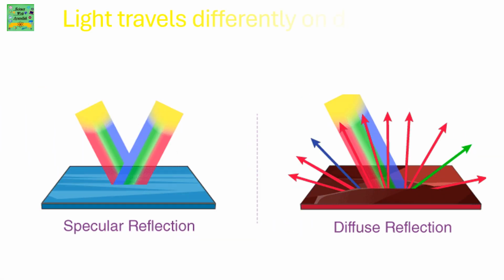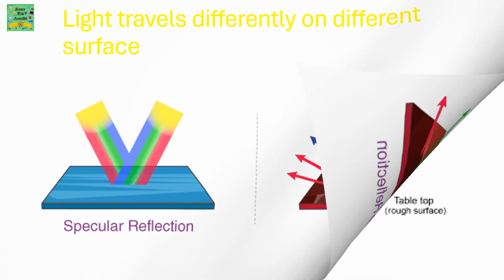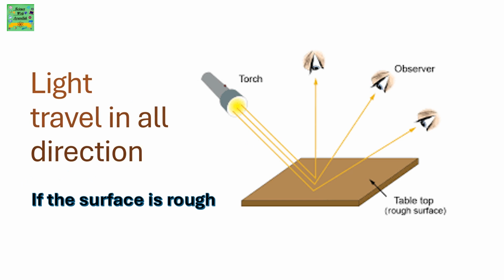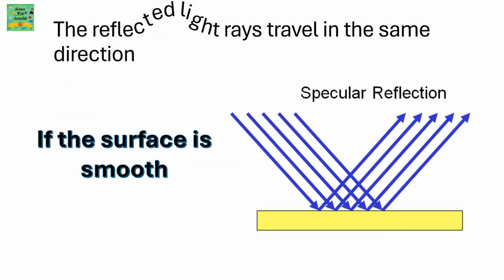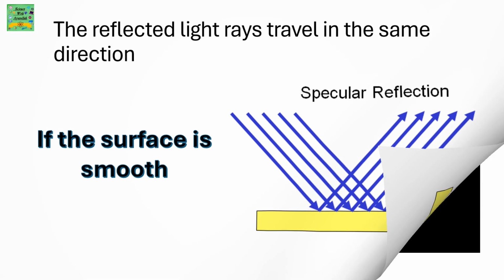Light travels differently on different surfaces. If there is a rough surface, the light travels in all directions. The reflected light rays travel in the same direction if the surface is smooth, and it's called specular reflection.